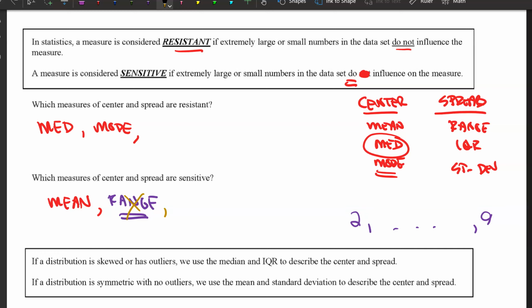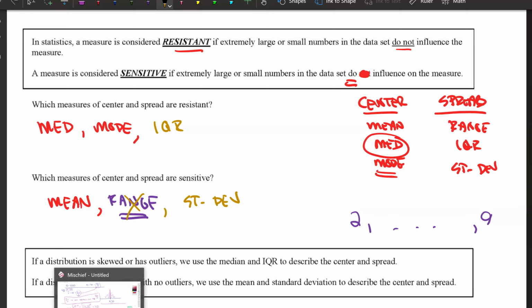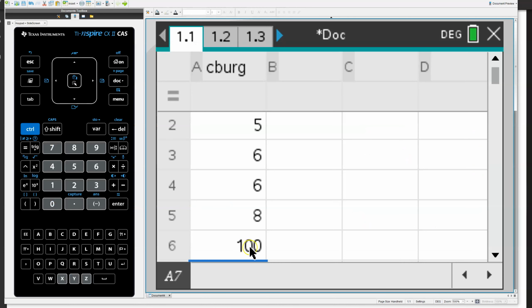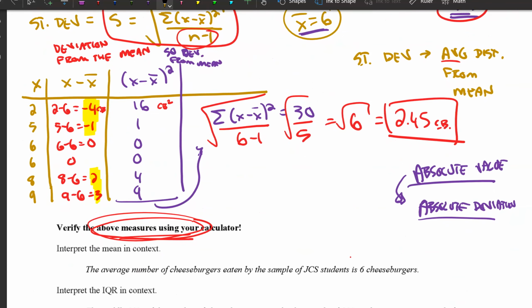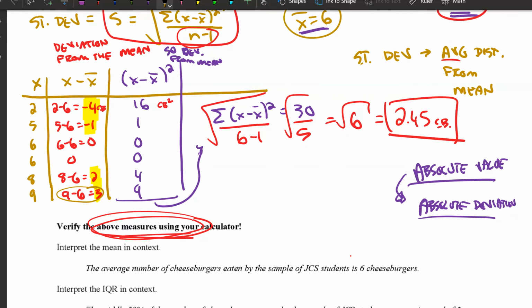Between the IQR and standard deviation, which one's going to be sensitive? IQR is going to be resistant, standard deviation is going to be sensitive. Why? Well, for the exact same reason. Changing this value isn't going to change Q1 or Q3, but it does change the standard deviation, because the standard deviation, if you recall, takes into account the distance from the mean. Well, that value of 100 minus the new mean of 21 is going to have a value of 79, and then you're going to square it. 79 squared, that thing is huge.